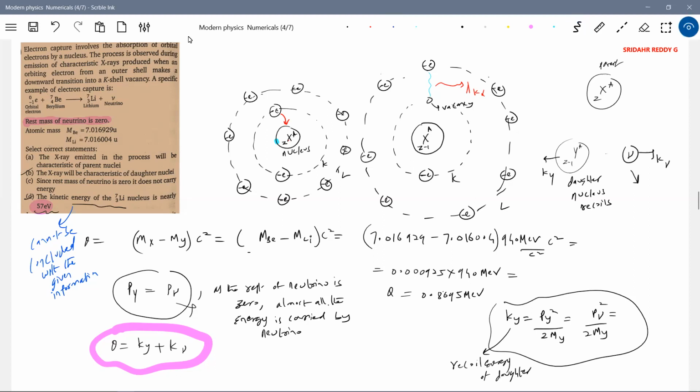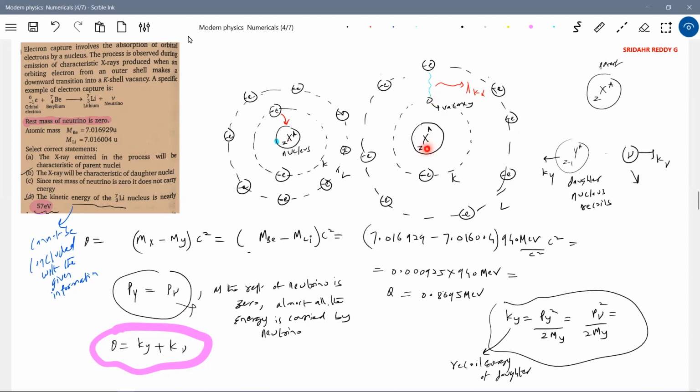No, the next option is telling that since rest mass of neutrino is 0, it does not carry energy. No, it will carry energy. It will carry the maximum energy. Almost all the energy is carried by the neutrino. The option C is ruled out. What about options A and B? The X-ray will be characteristic of the daughter nuclei. Yes, it is correct, no?